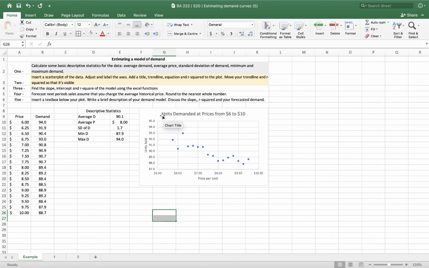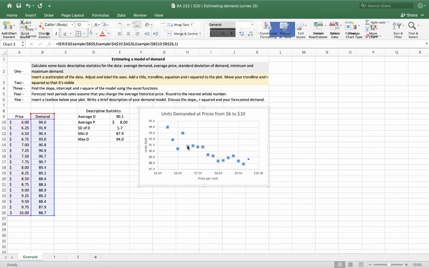So then I'd like to get a trend line that will plot the line that best fits the data, because that line represents our forecast of demand. If we think that there's a linear relationship between price and demand, we can use the equation for that line to forecast demand at any price within the observed region.